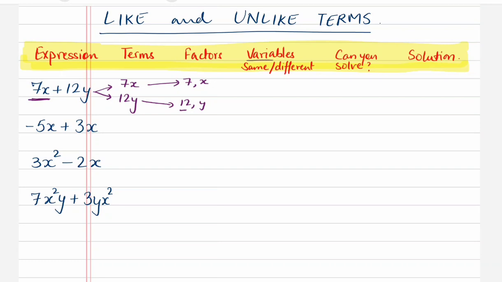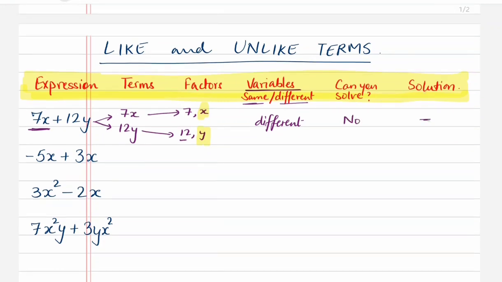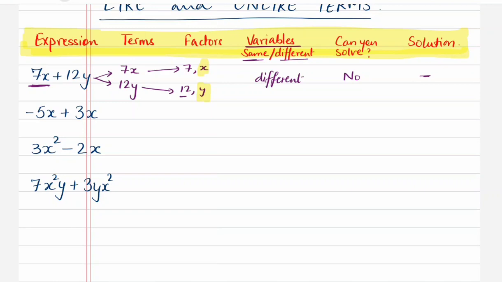Now, the next step is, are the variables the same or are they different? So here our variables are x and y, so they are different, right? And because they are different, we cannot solve them. So there is no solution, or the solution can be 7x plus 12y, because you cannot solve it further, right? Now let's do the next one.